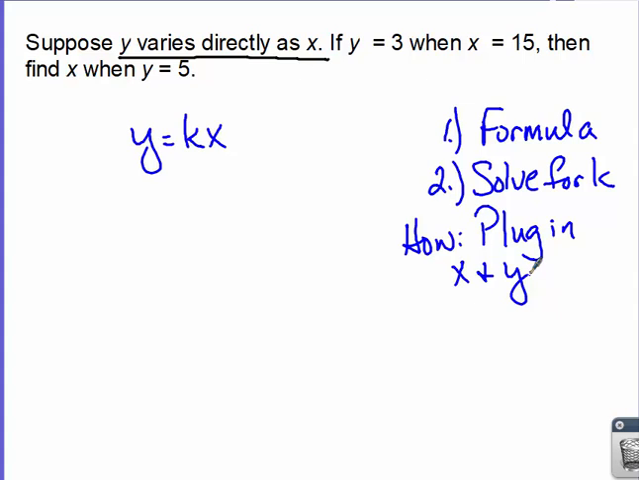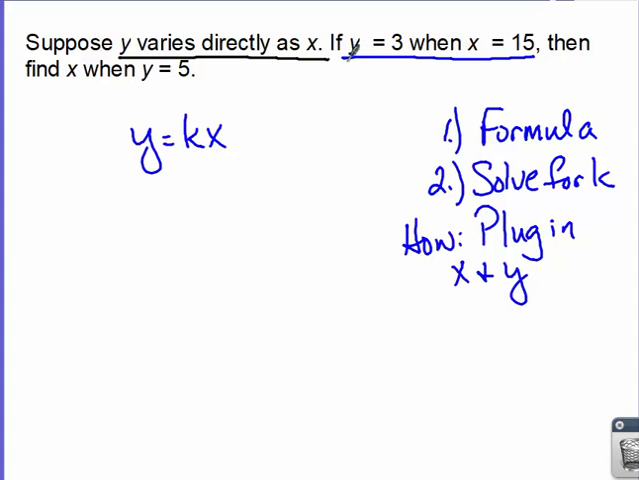So it says, suppose y varies directly as x. If y equals 3 when x equals 15, then find x when y is equal to 5. So the x and y that I know are right there. Okay? So it's going to be two pairs, basically. We've got a pair that I do know, my x and my y: y is 3 when x is 15. So they go together. Those are the two values I'm going to plug into my equation to find k.